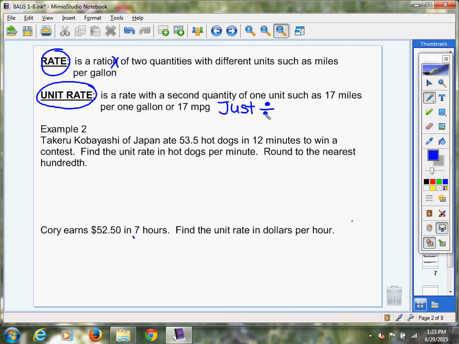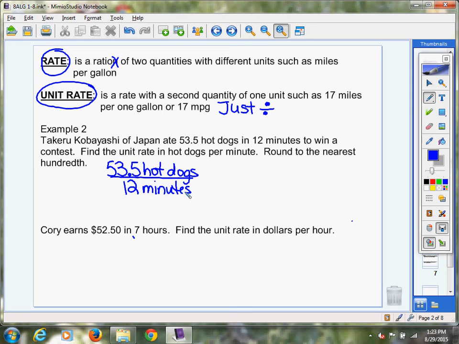We've got Takeru Kobayashi of Japan ate 53 and a half hot dogs in 12 minutes. Okay, that's a lot of hot dogs. That kind of grosses me out thinking about that. Okay, so he's trying to win a contest. Obviously won the contest eating 53 and a half hot dogs in 12 minutes.